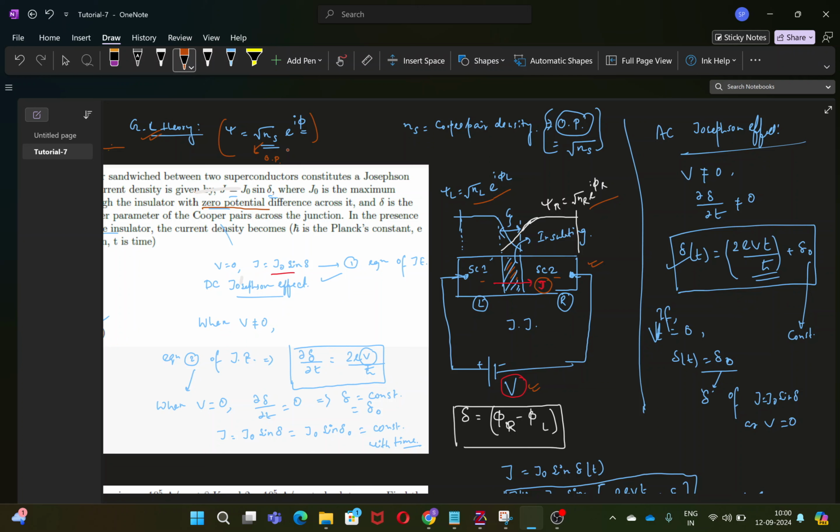But as soon as you make a transition into the normal state, that means it is not an ordered state anymore. So the Ns will be going to zero. Order parameter will be going to zero because there will be no Cooper pair left in the system. So this is the whole idea.